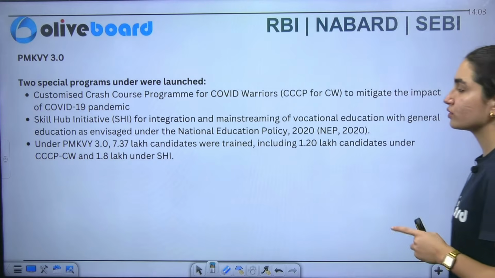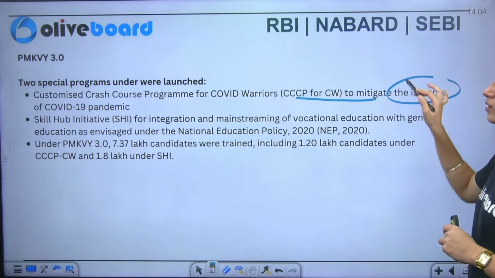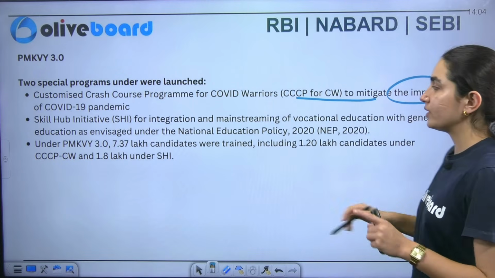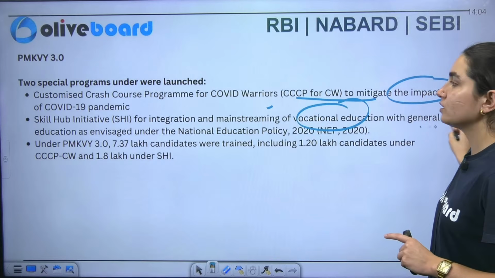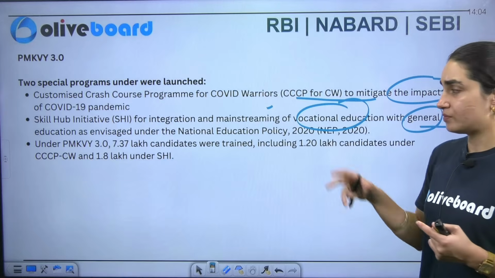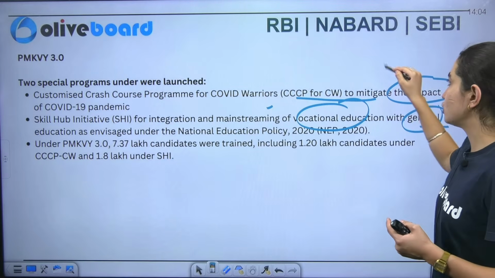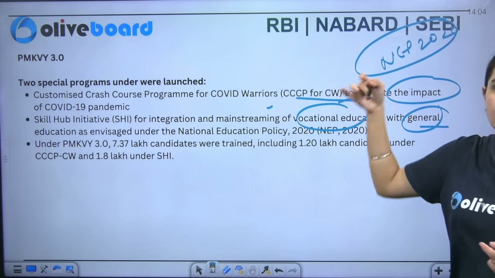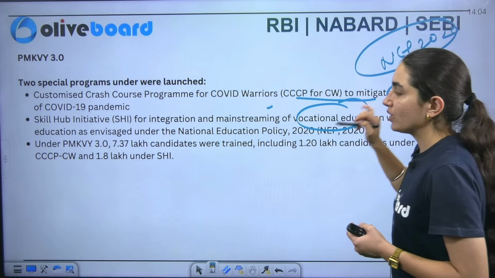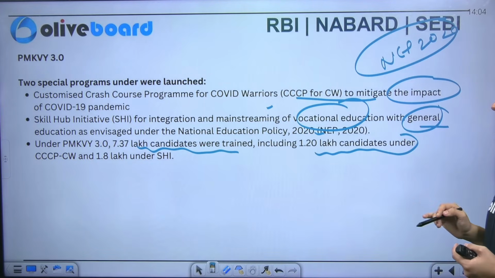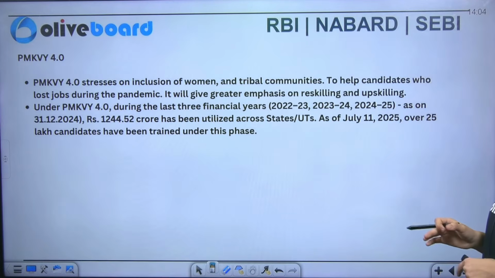Customized crash course program for COVID warriors to mitigate the impact of COVID-19. Along with that, we had skill hub initiative also, that was for the integration in the mainstream of the vocational education with the general education, which is envisaged with the national education policy 2020. Okay, इसके अंदर कितने candidates were trained here? So 7.73 lakh of candidates were trained, including 1.20 lakh under the CCCPCW and 1.8 lakh under the SHI. Okay, we have discussed it further, before only.